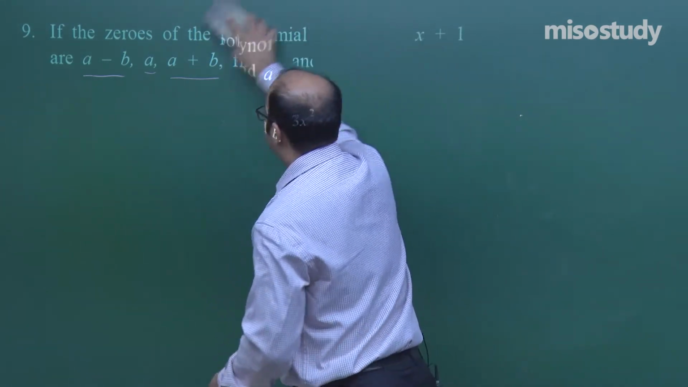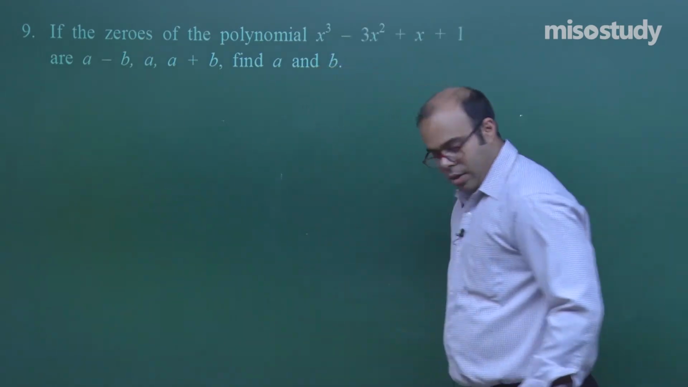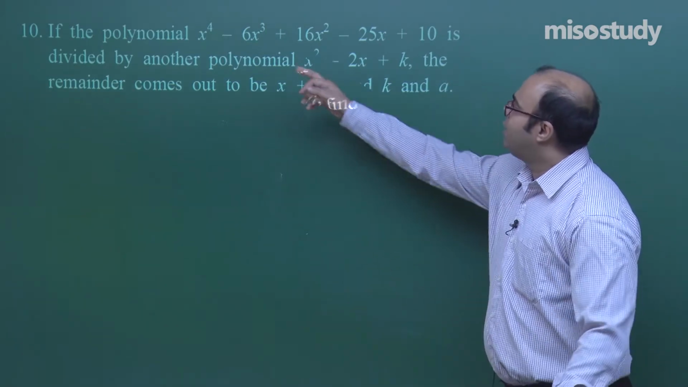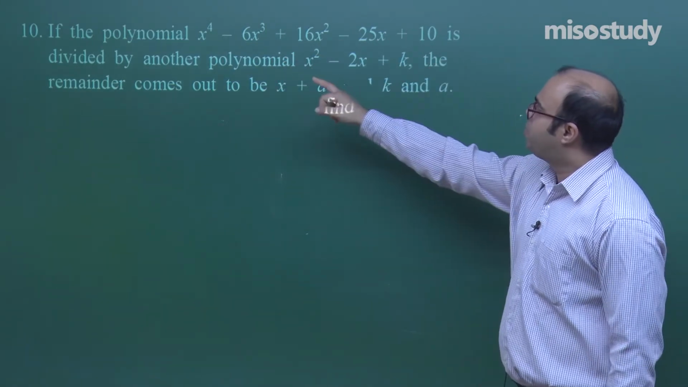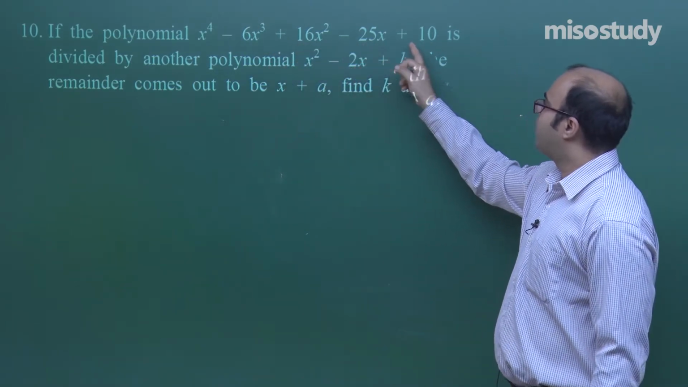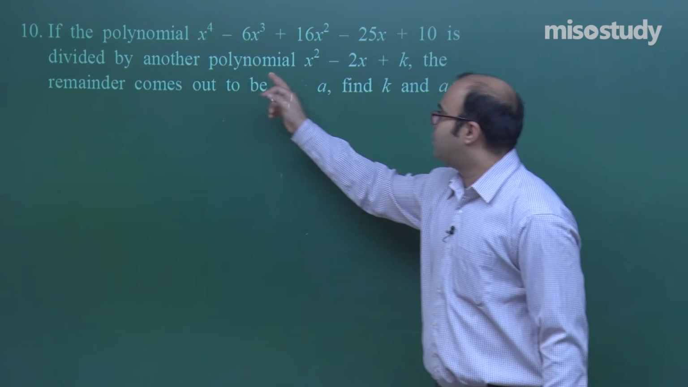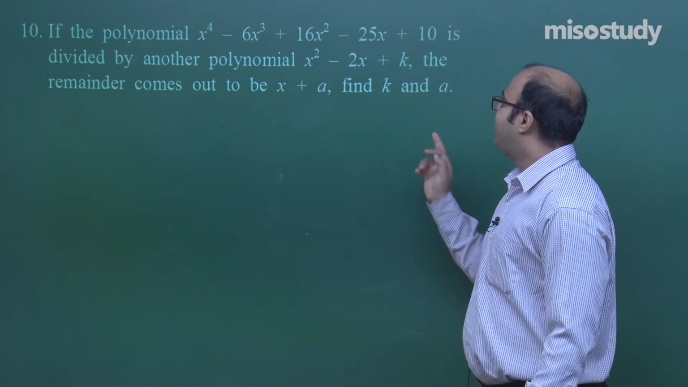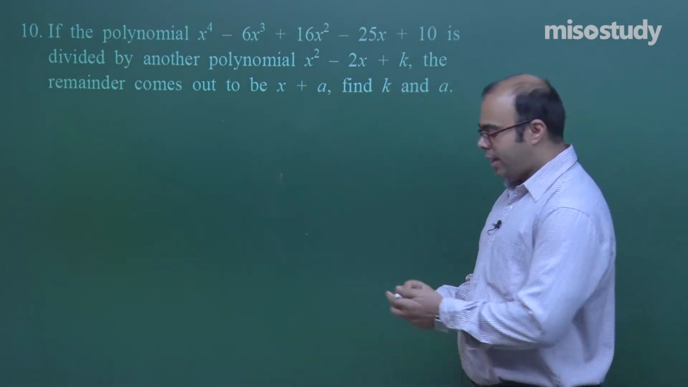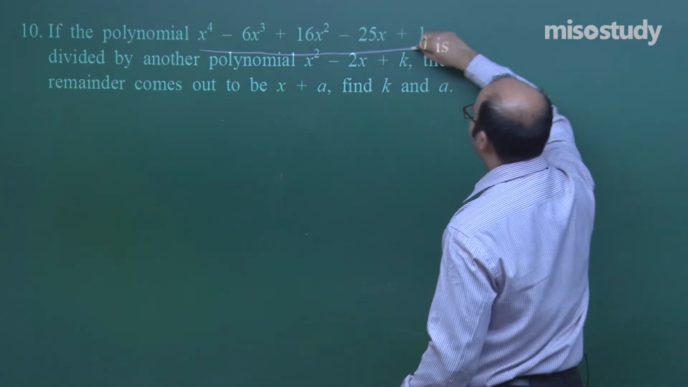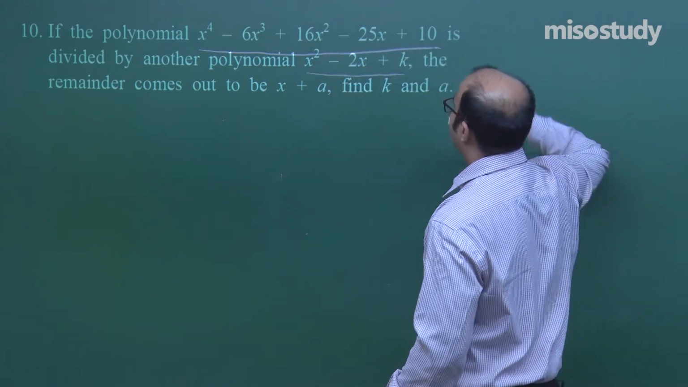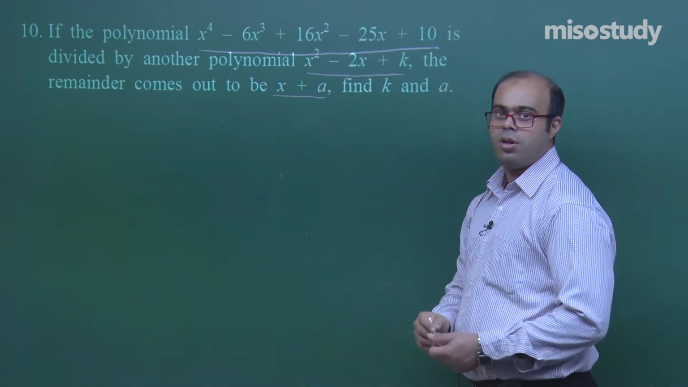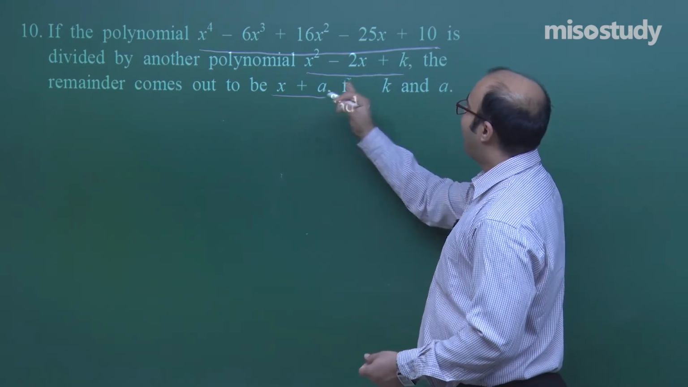Let us see the last question, which is also of 6 marks, and it may also be involving polynomial division. So if the polynomial, this is a biquadratic polynomial, x to the power 4 minus 6x cube plus 16x square minus 25x plus 10 is divided by another polynomial x square minus 2x plus k, the remainder comes out to be x plus a. Find k and a. So here this term is given as the dividend, this term is given as the divisor where k is not known, and remainder is x plus a where a is also not known, and we have to find the value of a as well as k.